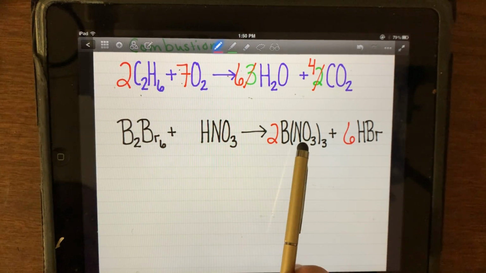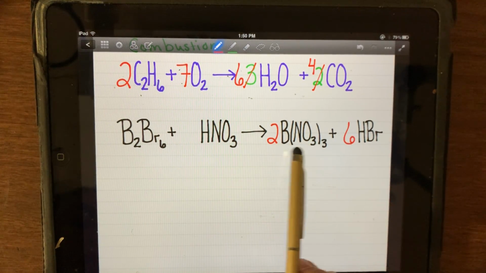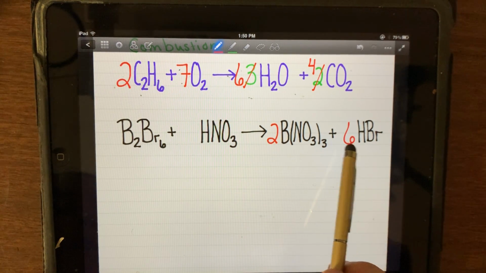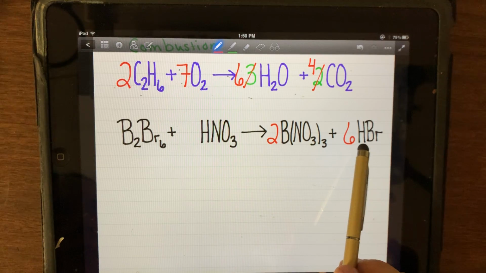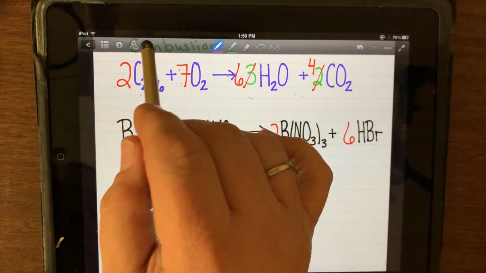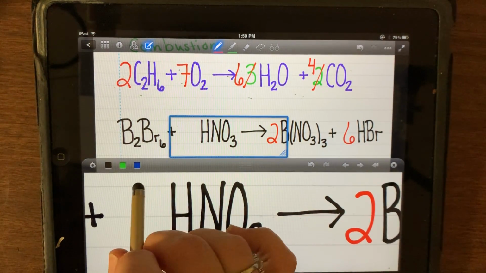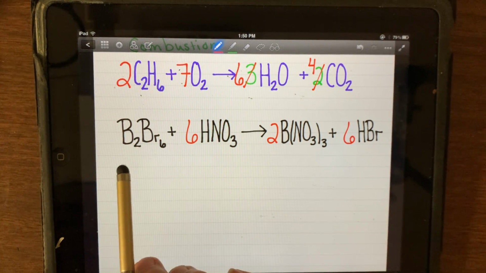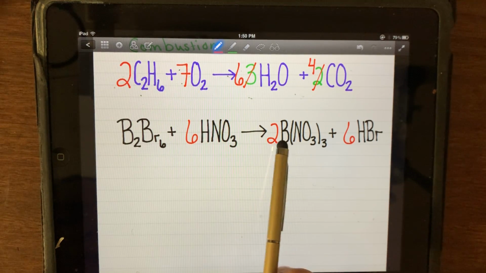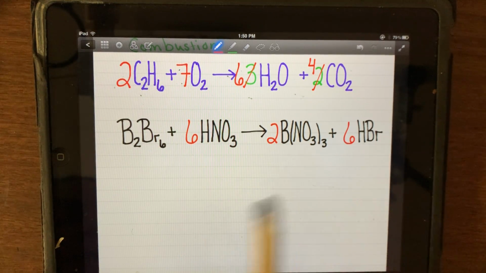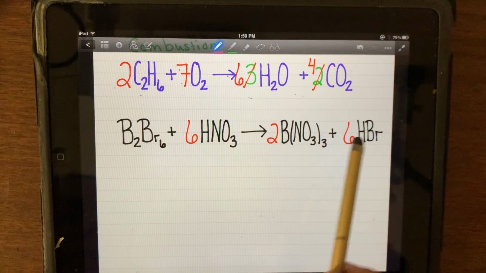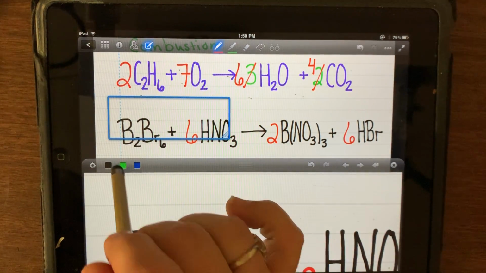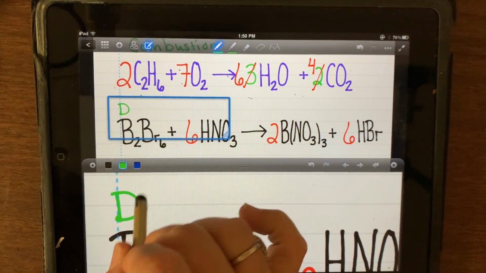I have 2 ways to look at this. I can look at the nitrates as a unit. 2 times 3 is 6. So I'm going to need a 6 here. Or I can also look at my hydrogen. I have 6 hydrogen here. I need 6 hydrogen here. I'm going to drop a 6 there. Now, I'm going to double check. 2 and 2, 6 and 6, 6 and 6, and 6 nitrates, 6 nitrates. This reaction is a double replacement.